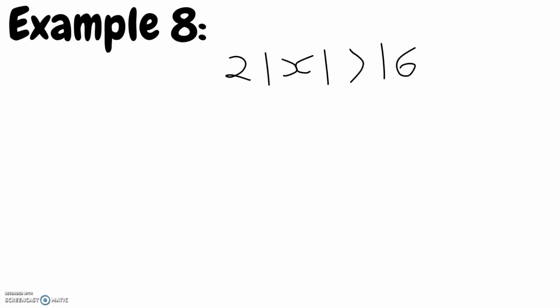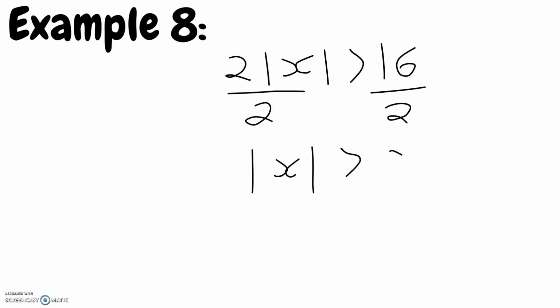Okay, so in this example, the inequality says that 2 times the absolute value of x is greater than 16. And this looks a little bit different from anything we've done before because we have this constant multiple outside of our absolute value of x. We don't want that there. We want to isolate the absolute value of x. So what we're going to do is divide both sides of the inequality by 2. So that's what I'm doing on the screen right now. And by doing this, I am going to obtain the result that the absolute value of x is greater than 8.